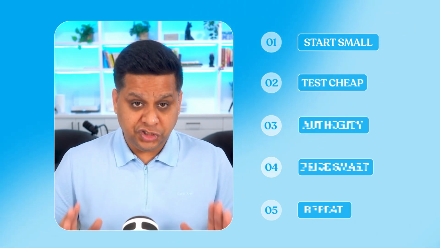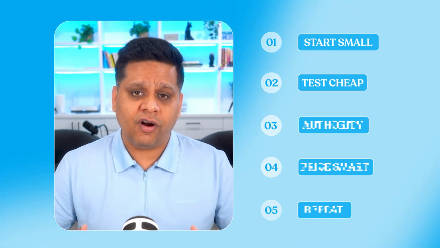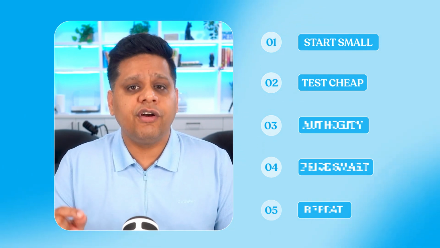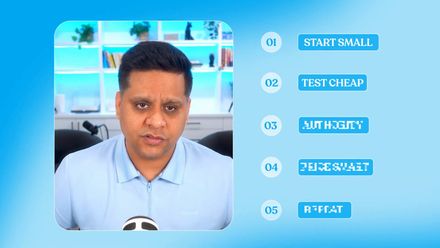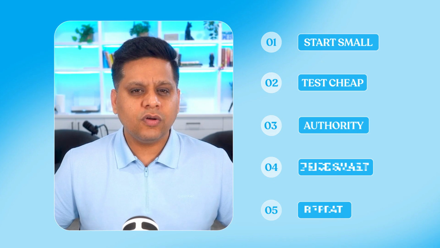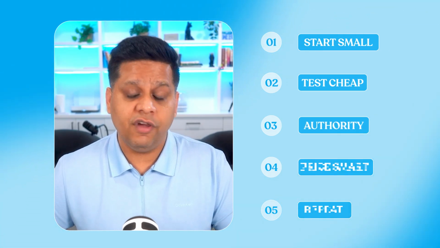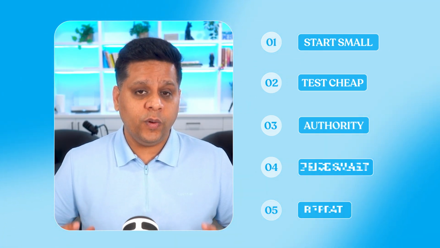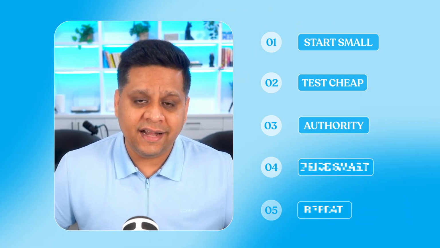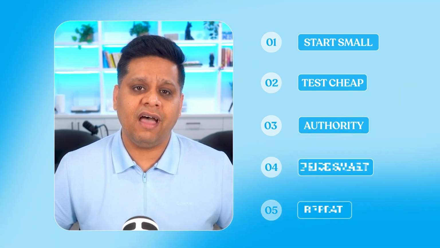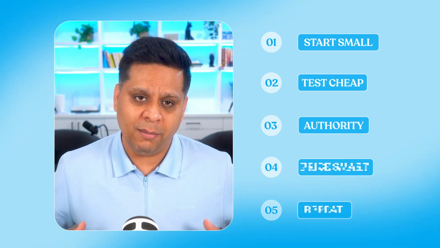Lesson number 2, test cheap. Before you ever try to scale, we spent under $500 to find out the truth, instead of spending months just guessing and spending thousands of dollars. Lesson number 3, borrow somebody else's authority when you can. This is what we did with Dr. Bajaj, and it made our offer 10 times more powerful than I could have made it all by myself.